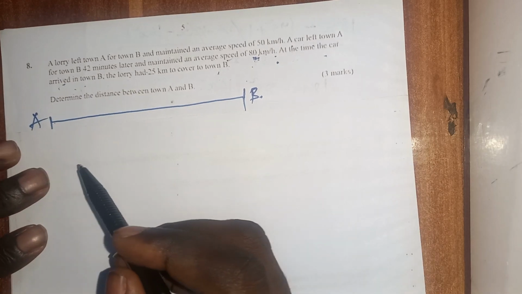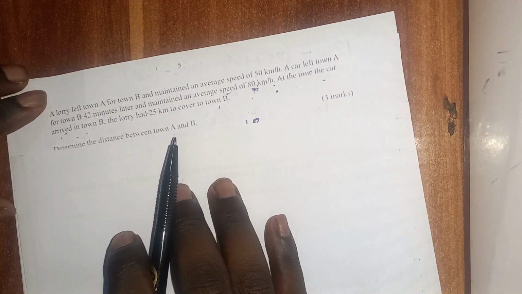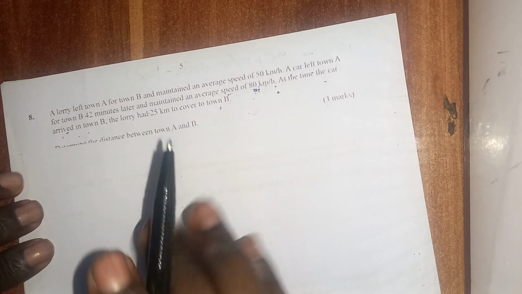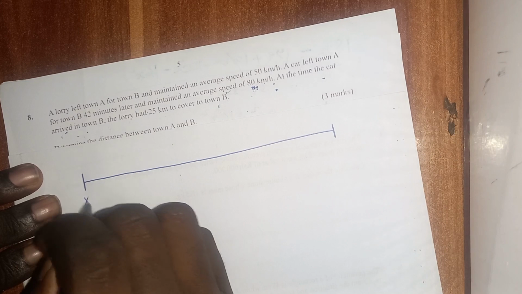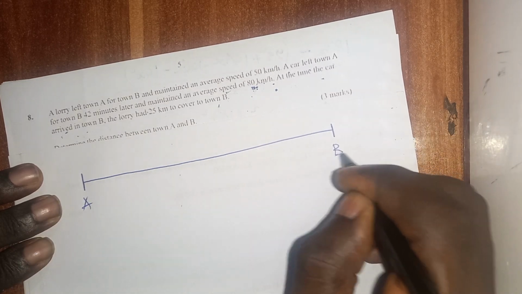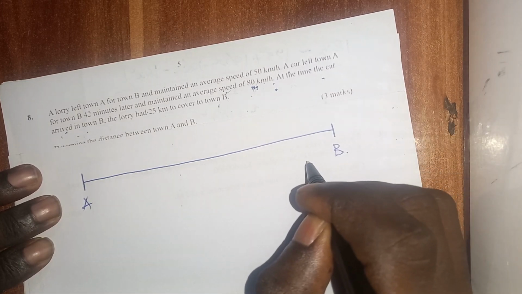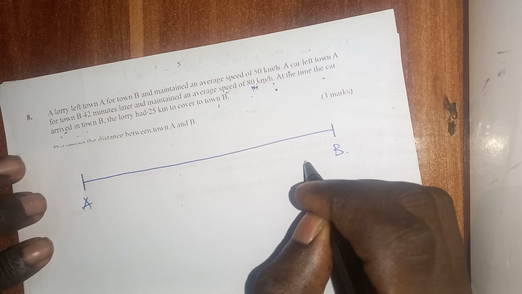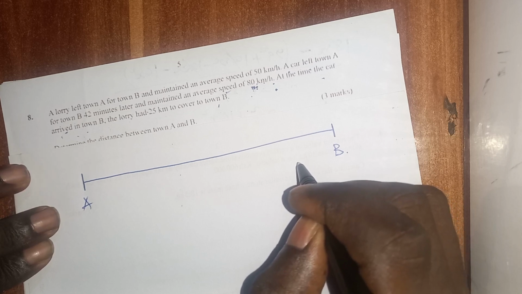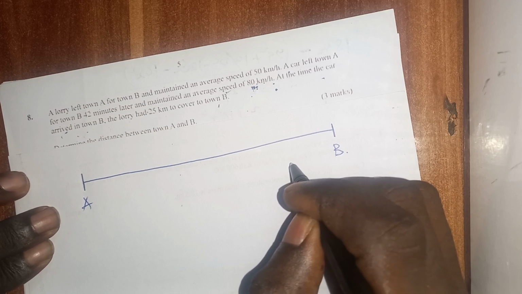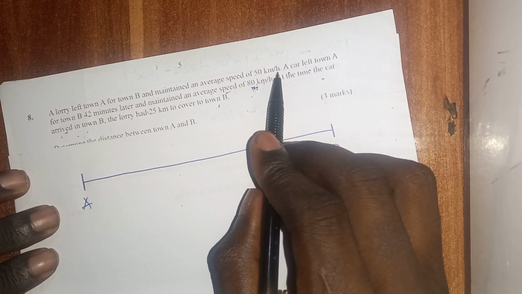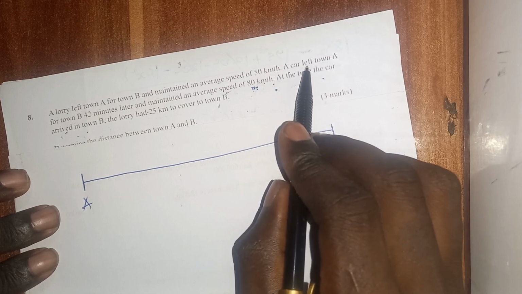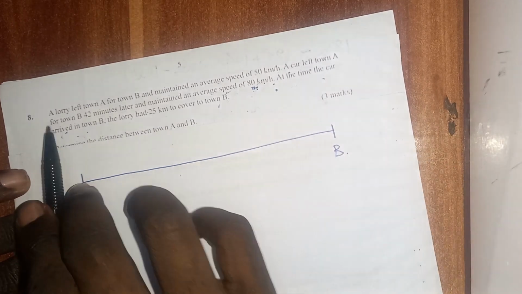So let's try and visualize it. We have town A and we have town B. So we have a lorry which is traveling at 50 kilometers per hour. After a car left town A for town B 42 minutes later.